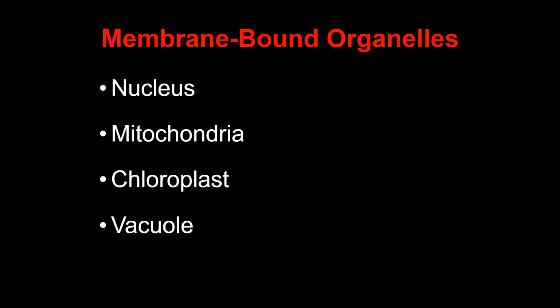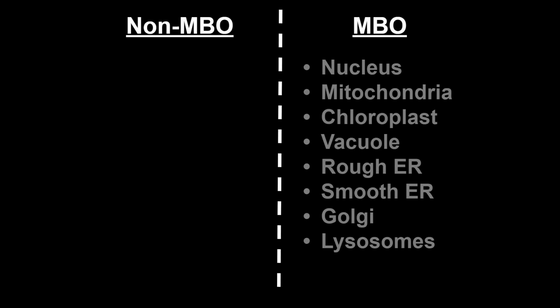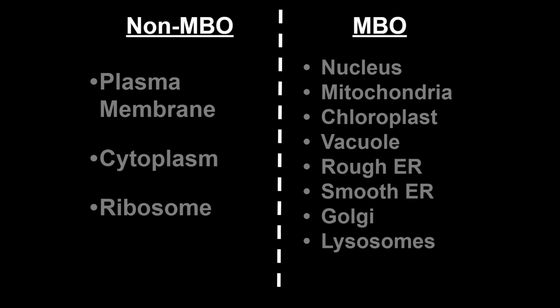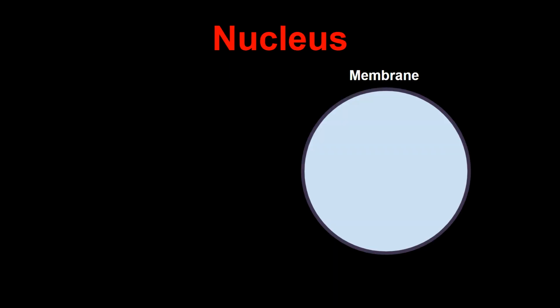So these are the membrane-bound organelles that we are going to look at. There's about 8 of them, and you're going to need to know each one of them. So again, the non-membrane-bound organelles are the plasma membrane, cytoplasm, ribosome, and the cell wall. Remember, again, all cells have these 3. Only eukaryotes have the membrane-bound ones. So let's look at each one of these.